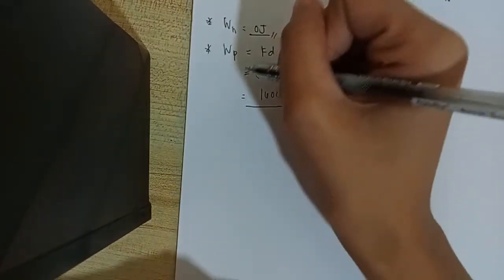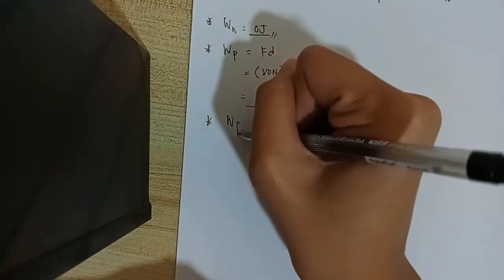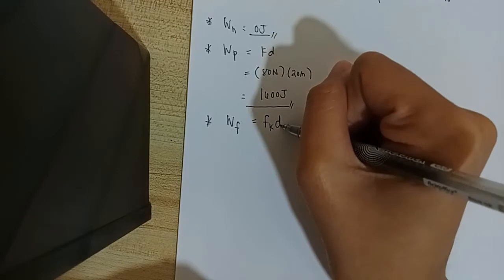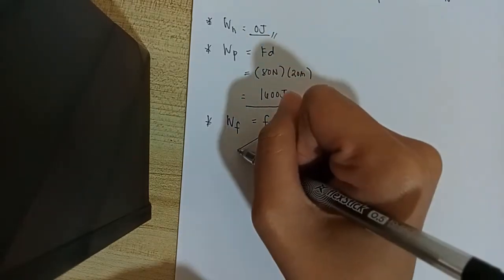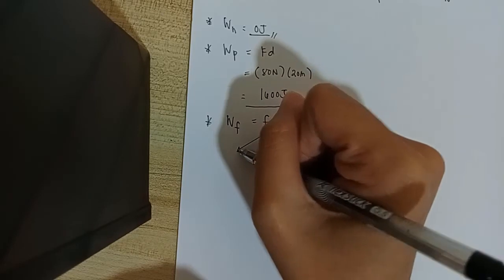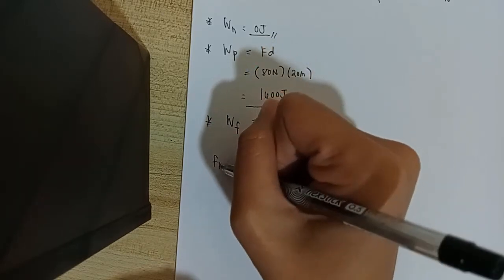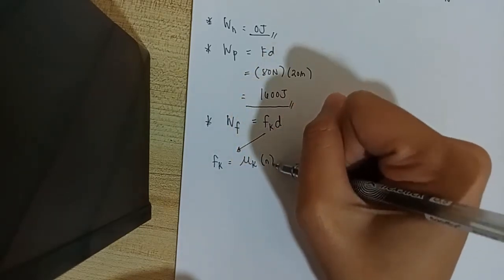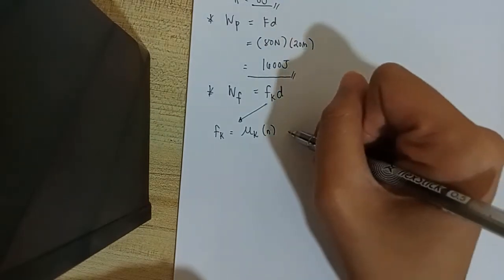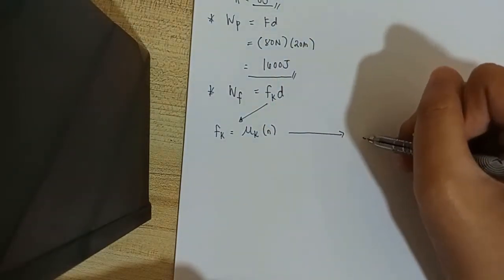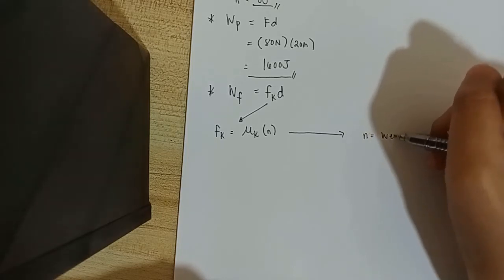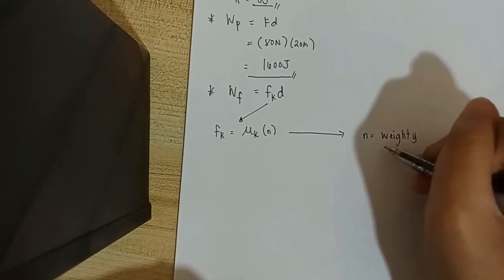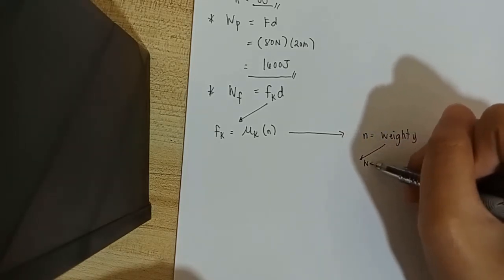We already solved for the 2. We are still looking for the other 2. So for W sub F, that will be F sub K multiplied by the distance. So in order to solve for the F sub K, we have the formula kinetic coefficient multiplied by N. But in order to solve for N, we will use N is equal to weight sub Y.